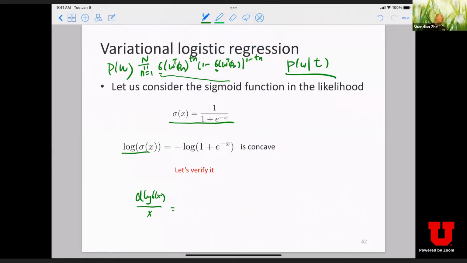Yeah, someone just give me the answer, but let's just do a little bit of derivation. According to the chain rule, it will be 1 over sigmoid times sigma prime. And we mentioned that sigma prime equals sigma times 1 minus sigma, which leaves only 1 minus sigma. If you want to check its convexity or concavity, we need to take the second order derivative.